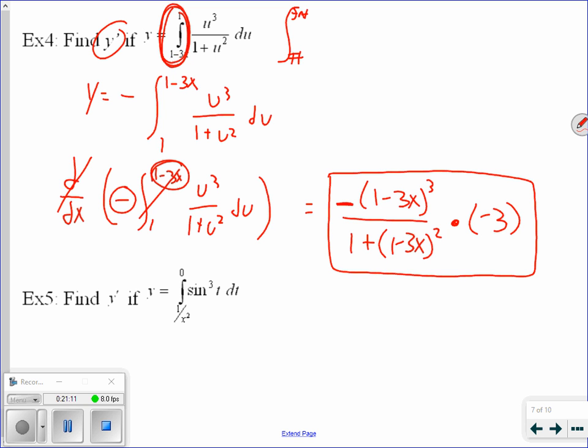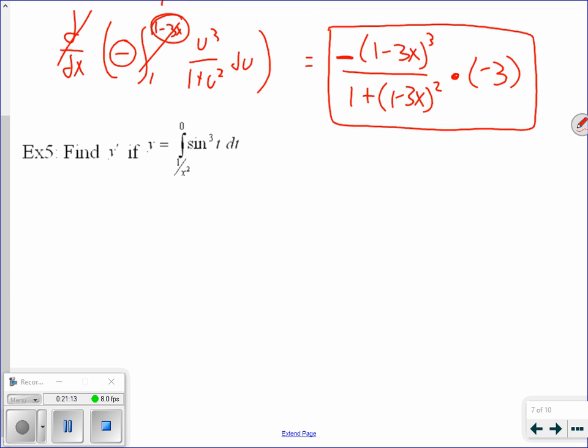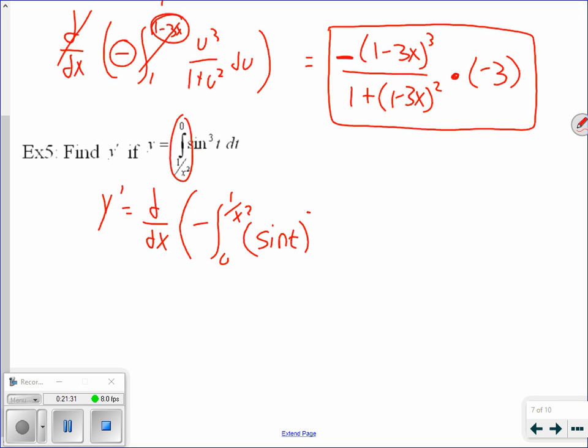Let's try the next one. If I'm trying to find y prime, it is equal to the derivative, and I need to rewrite this as negative the integral from 0 to 1 over x squared of sine t cubed dt. So I rewrote the integral by flipping it, and I just said sine t cubed.